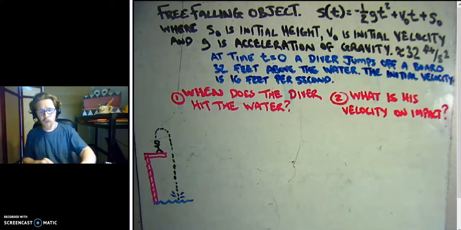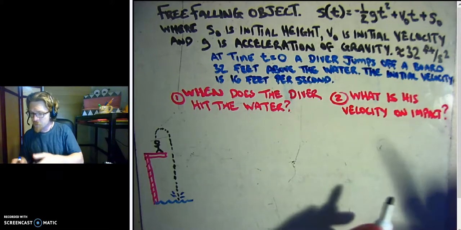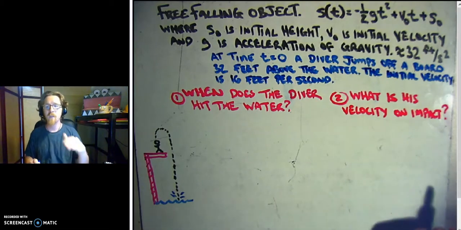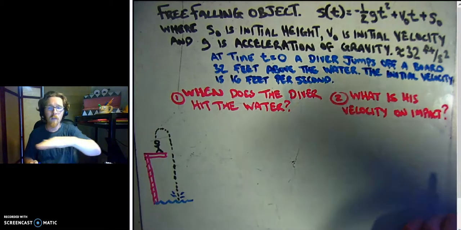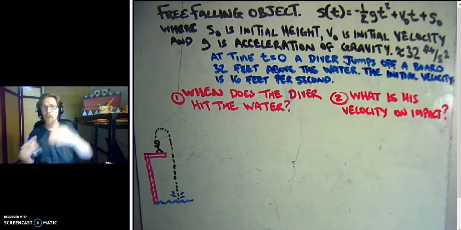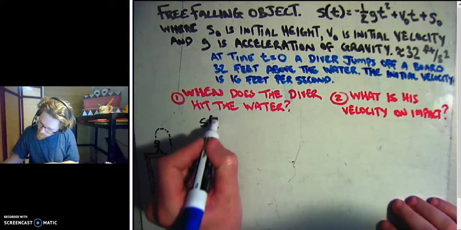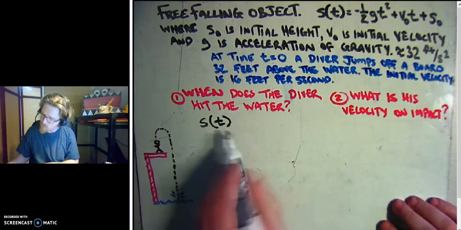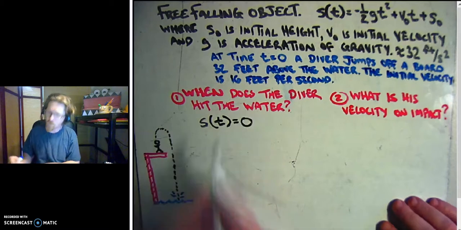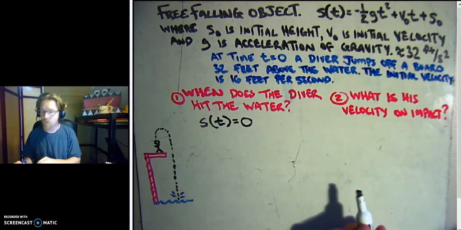So first, we'll talk about when the diver hit the water. So where he hits the water, if we think of the position, the water is on the ground. So this diver's 32 feet up, but we want to know when he hit the water. So the position at some unknown time, that's what we're going to find, we're going to say is 0. We want to know when S sub t is equal to 0.